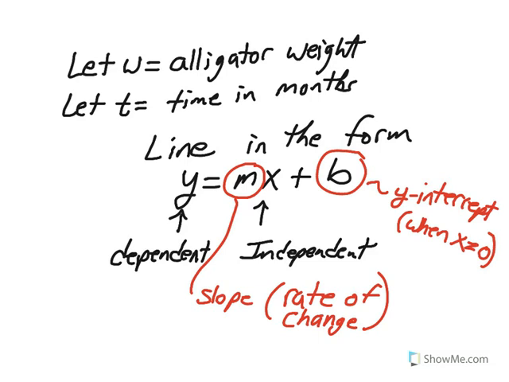B is the y-intercept. In other words, when x equals 0, or in our case, when the independent variable, months, is 0. That would be the initial condition, the starting point, which we also have for each alligator. Alligator 1, the starting point is 4. Alligator 2, the starting point is 6. Please pause the video and copy this into your notes.